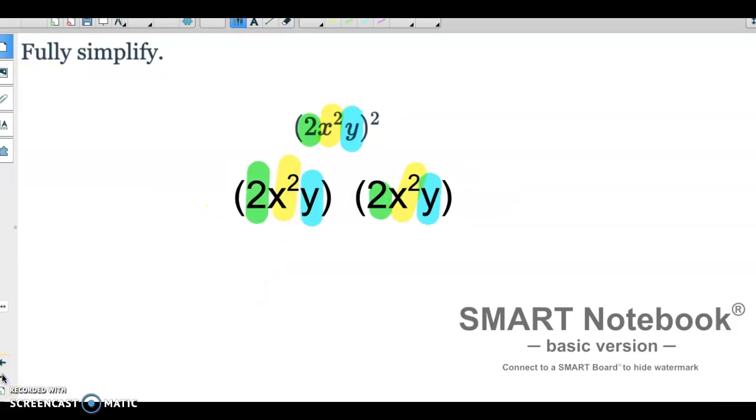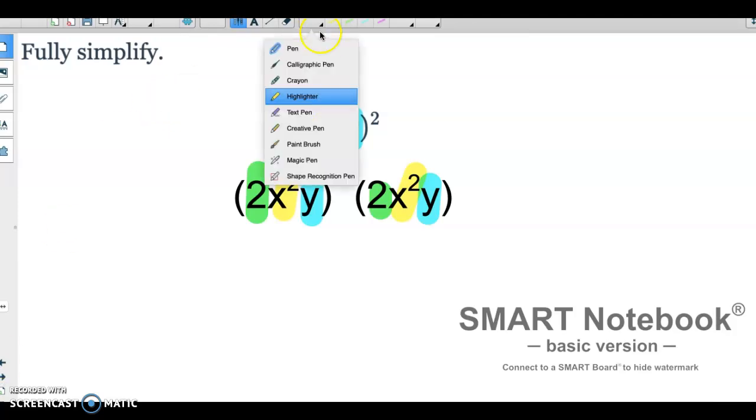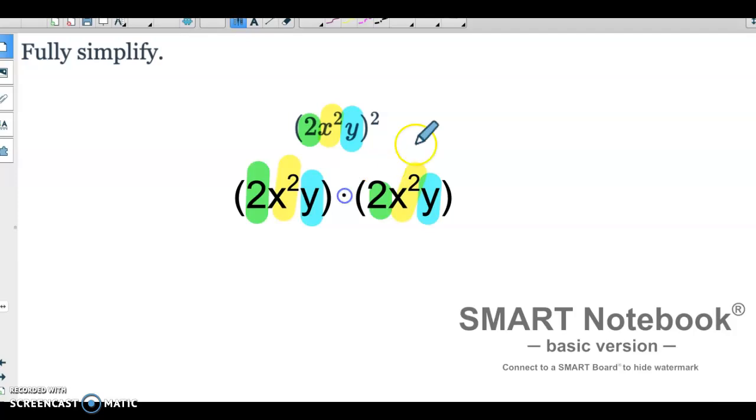Here, same thing. We have the quantity 2x squared y, squared. So that means we're going to take that entire expression that's in parentheses and multiply it by itself 2 times because that's what our exponent out here of 2 says to do. So now we're going to go through. First, multiply the coefficients, the green pieces. 2 times 2 is 4. Now, for your x's, remember, keep the base, add the exponents. So 2 plus 2 is 4. So far we have 4x to the 4th.